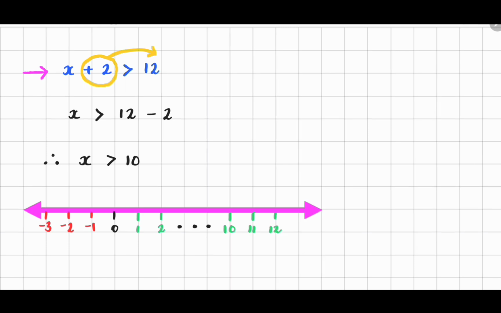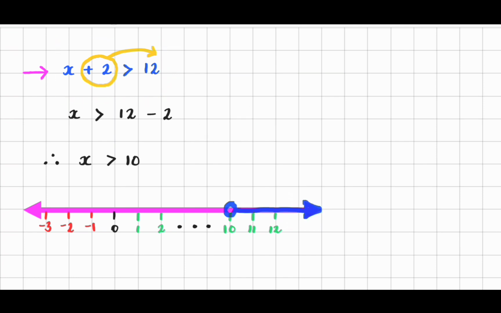Now, let's graph the answer on the number line. Circle the number 10 on the number line. Circling 10 indicates that 10 is not included in the graph. Then shade the number line to the right of the number 10, since the inequality says that x is greater than 10. So all the numbers greater than 10 will make the given inequality x plus 2 greater than 12 true.